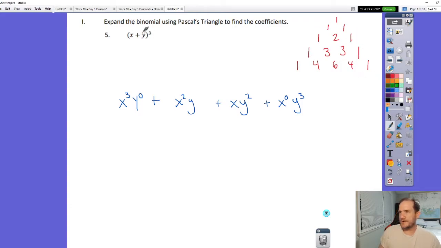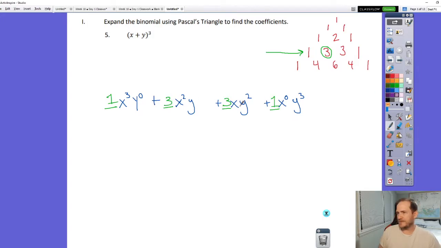But I know that the coefficients in the expansion of x plus y to the 3 are the entries of the row whose second entry is a 3. That's one way to think about it. Another way to think about it is it's the entries of the row that actually has 4 terms. We know that we need 4 coefficients. And I've got 1, 2, 3. Okay, this one is obviously the one that has 4. So my coefficients are 1, 3, 3, 1.